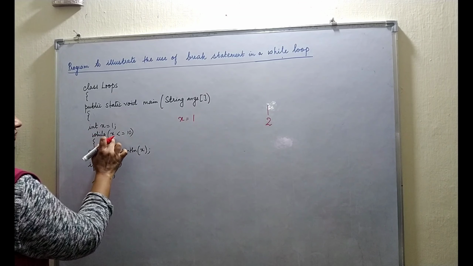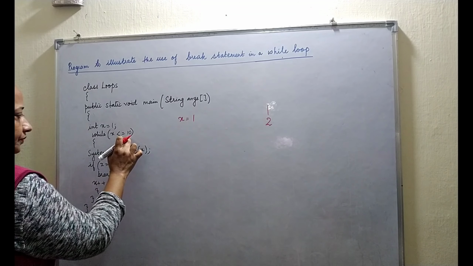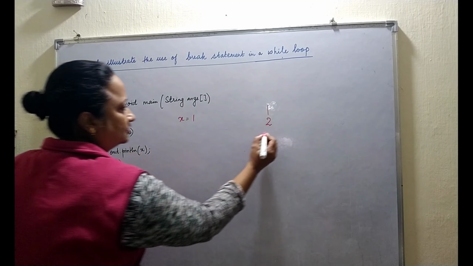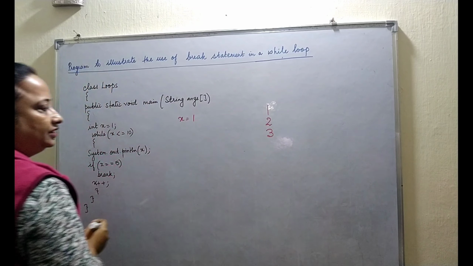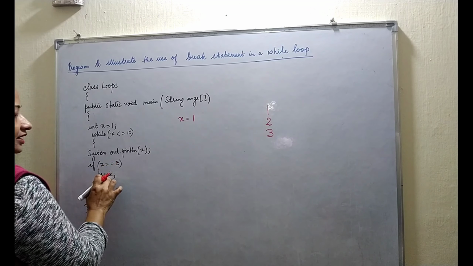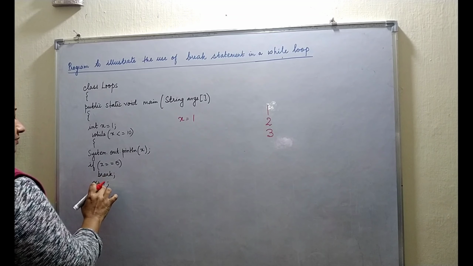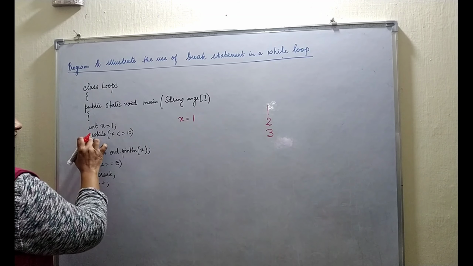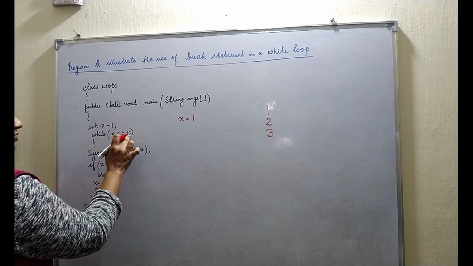Now again, 3 less than or equal to 10. True. What is printed? System.out.println(x). So the value 3 is printed. 3 is not equal to 5. So break is not encountered. x plus plus. So the value of x will be 4. Again, 4 less than or equal to 10. True.